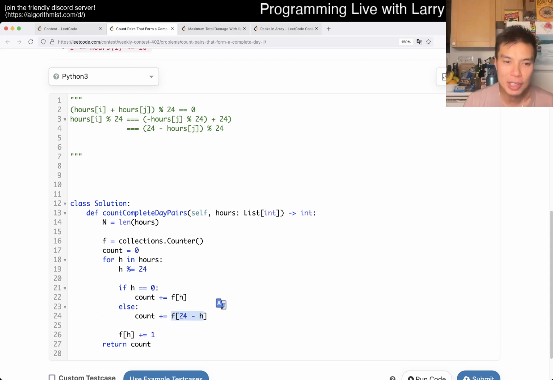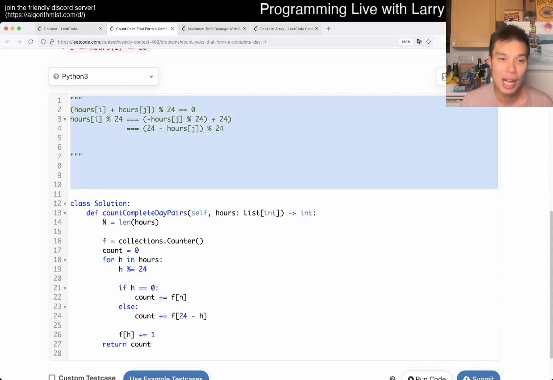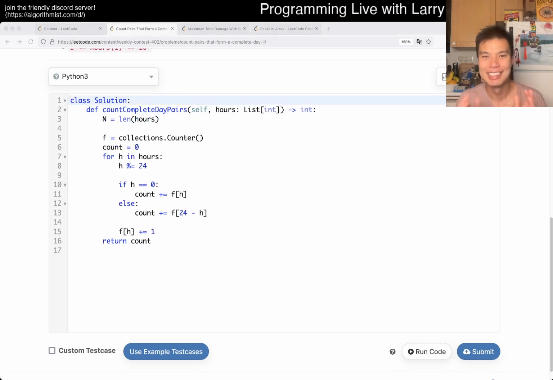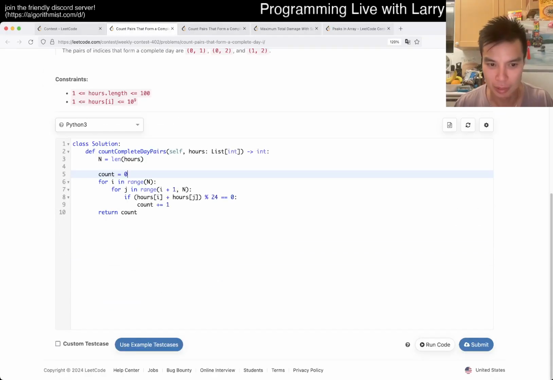This is going to be linear space due to this, and linear time because of this for loop, and everything is O(1) here, so it's linear time, linear space, and that's all we have for this one. You could watch me solve it live during the contest now.